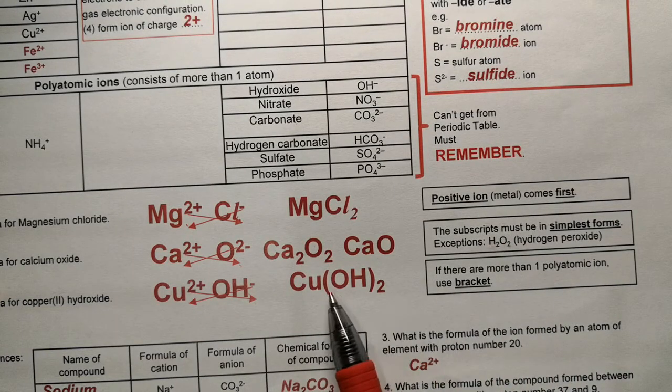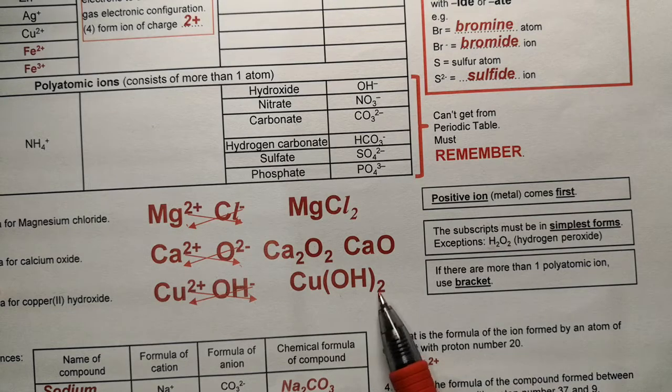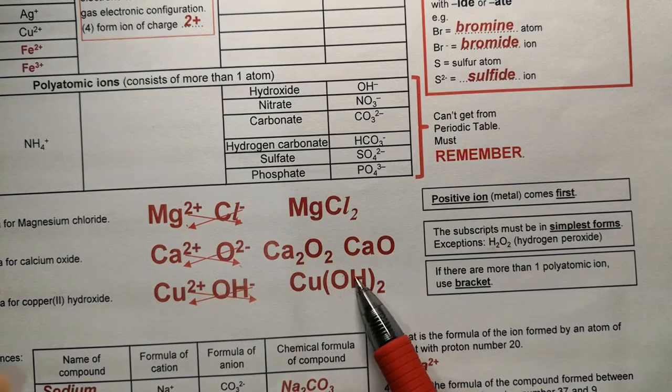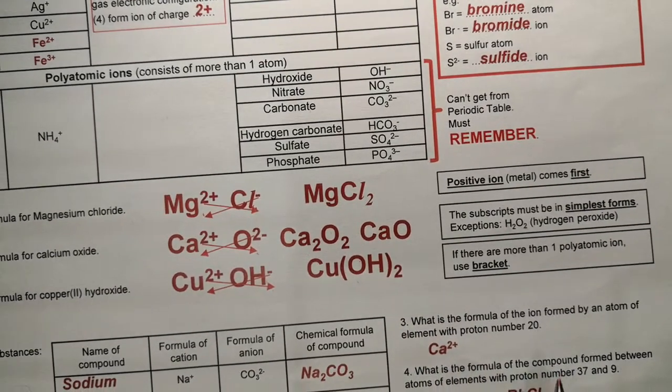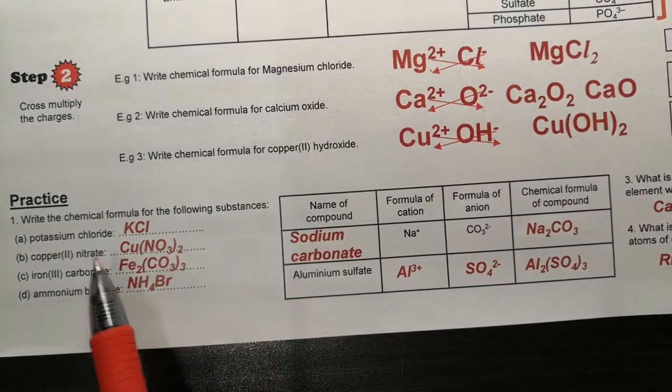And when it comes to polyatomic ions, you need to put a bracket if there is a 2 or 3 or 4 outside. You need to put a bracket because in a polyatomic ion, the atoms are actually together as one. So these are the practices. Write the chemical formula of the following substances.